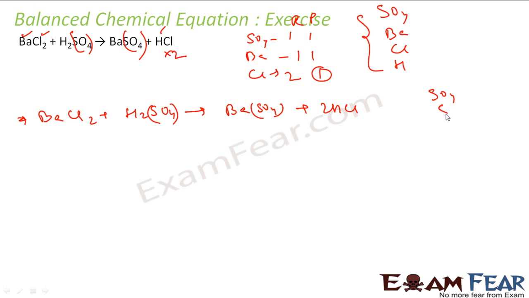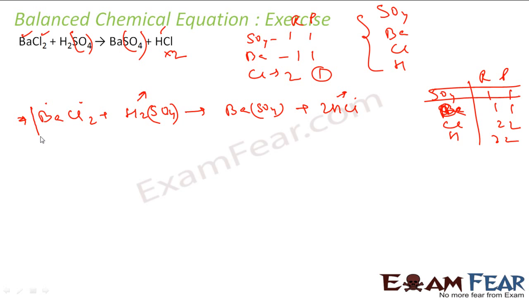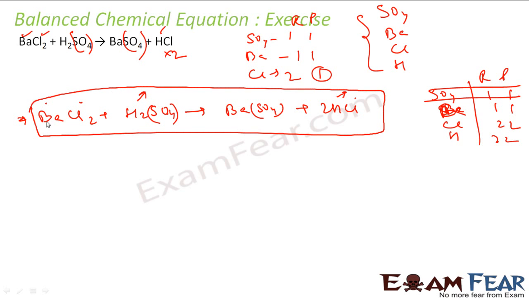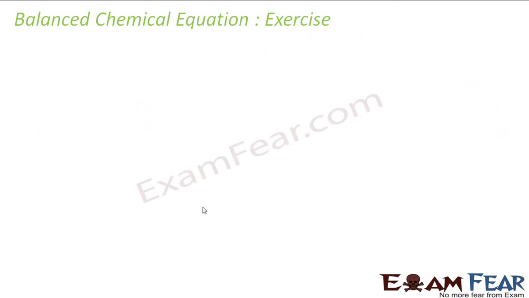Now again let's see the balance part: SO4, Ba, Cl and H, right? My reactant, my product. So sulfate is how many? 1 here, 1 here, 1, 1 balanced. Barium is 1 here, 1 here, balanced. Chlorine is 2 here, 2 here, balanced. Hydrogen part. So we have 2 hydrogen here and 2 hydrogen here. Correct? Balanced. Everything is balanced. That means it is my balanced chemical equation. It's my answer.